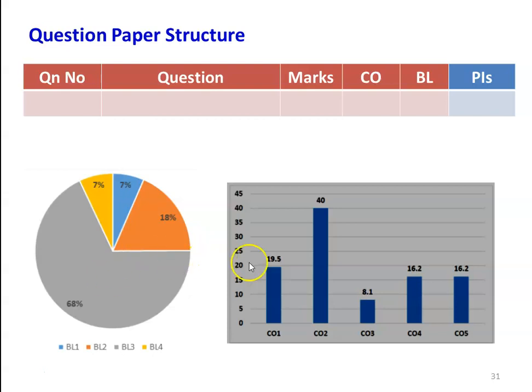And similarly, the distribution with respect to CO: CO1 19.5%, CO2 40%, CO3 8.1%. It need not be equal. It may vary depending on the CO, what we are writing for a particular course. And for the distribution of the Bloom's level, you have to remember the first two levels, remember and understand, the questions on remember and understand should not be more than 40%.